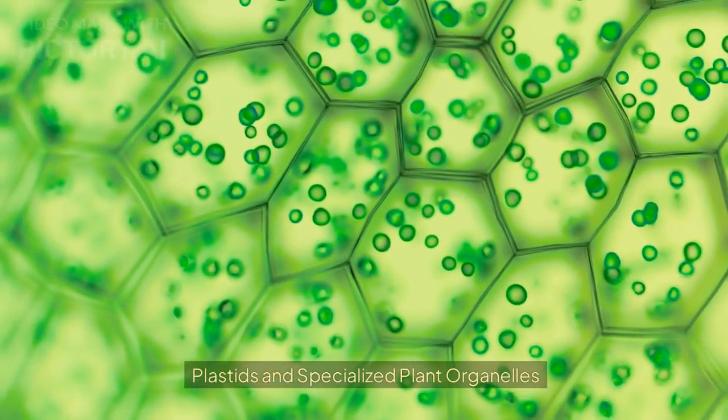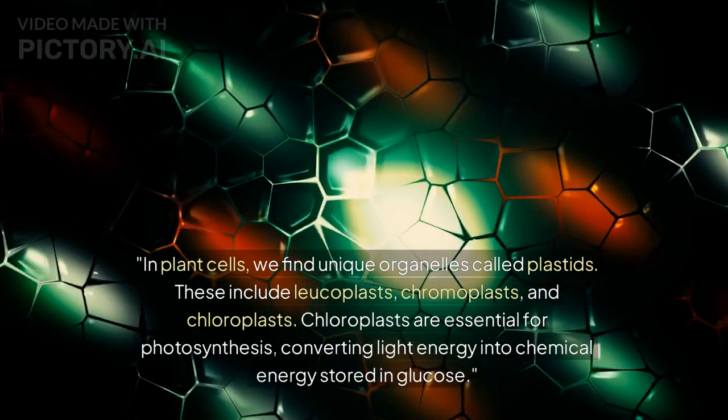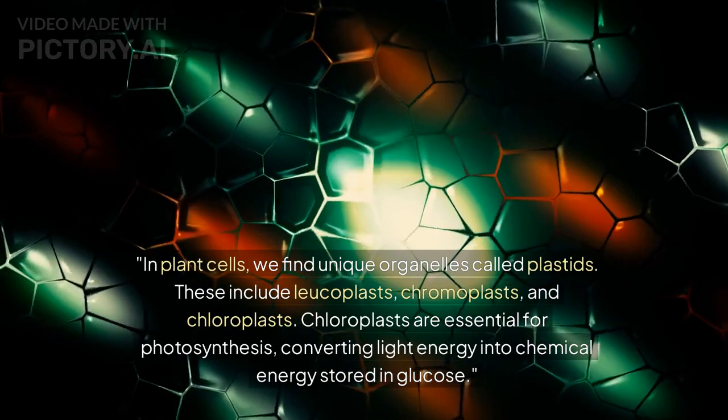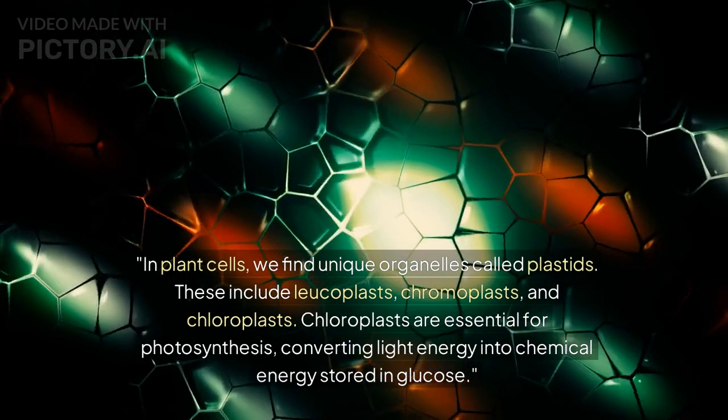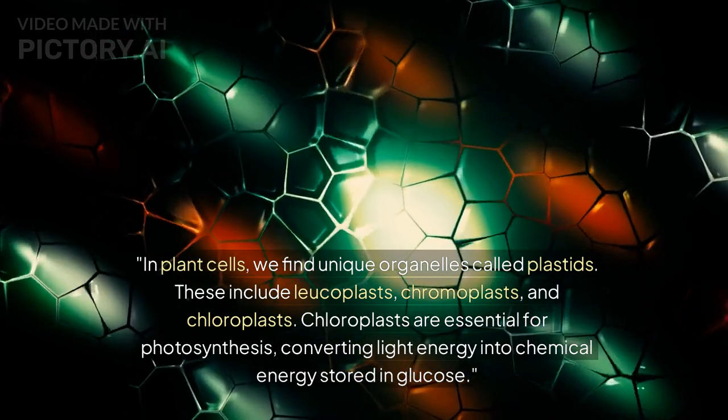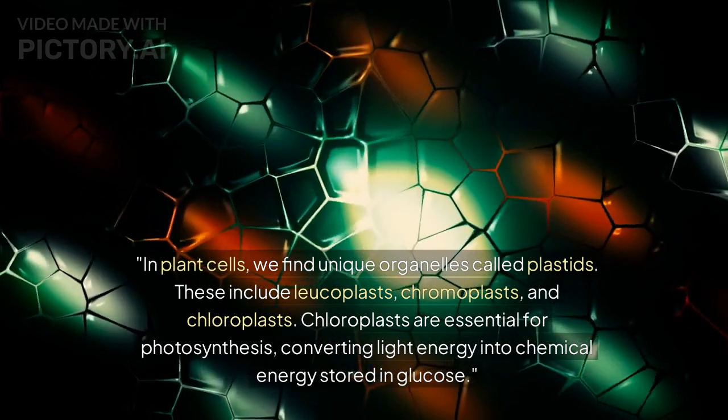Plastids and specialized plant organelles. In plant cells, we find unique organelles called plastids. These include leucoplasts, chromoplasts, and chloroplasts. Chloroplasts are essential for photosynthesis, converting light energy into chemical energy stored in glucose.